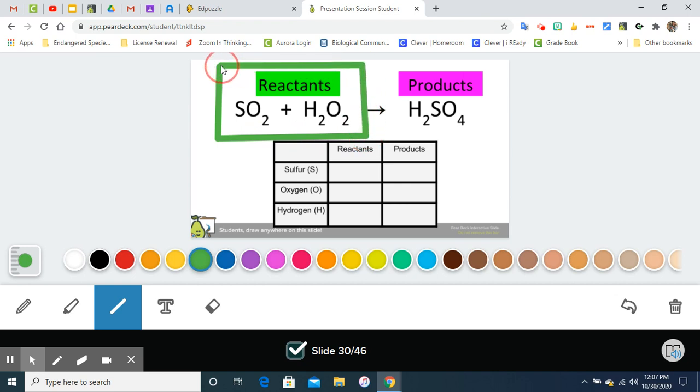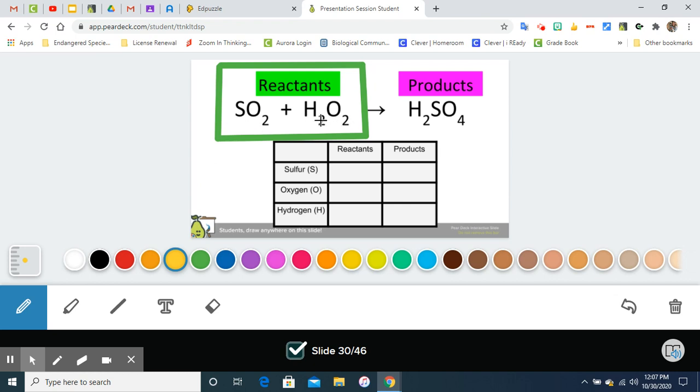So everything on this side of the equation, those are our reactants. We want to know how many sulfur atoms we have on that side of the equation, how many oxygen atoms, and how many hydrogen atoms we have on the reactant side of the equation. So let's start with sulfur.